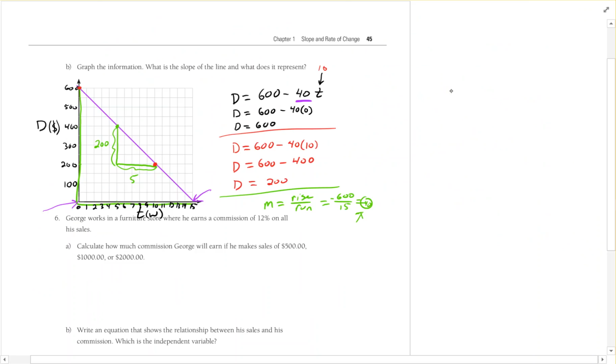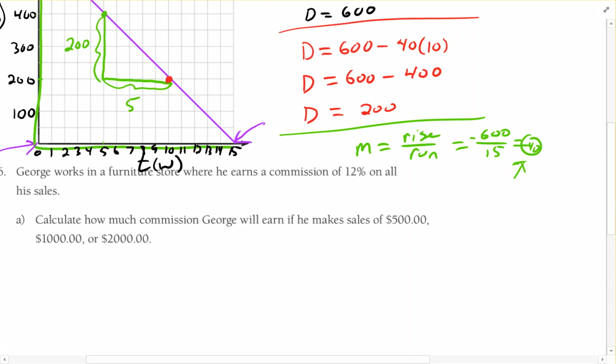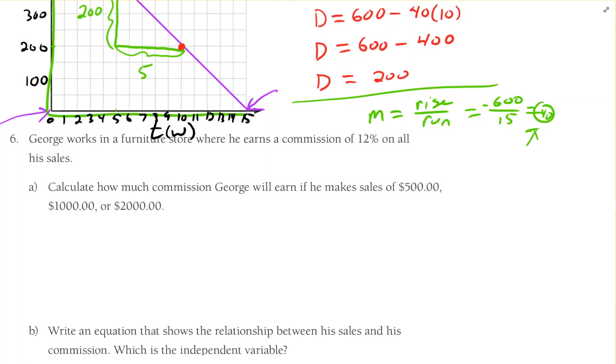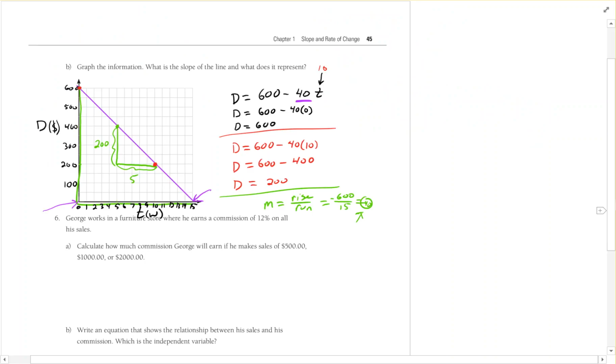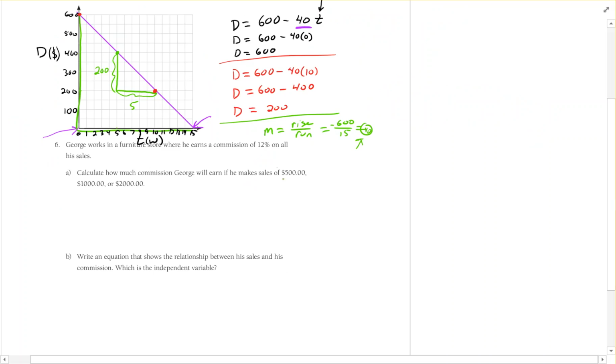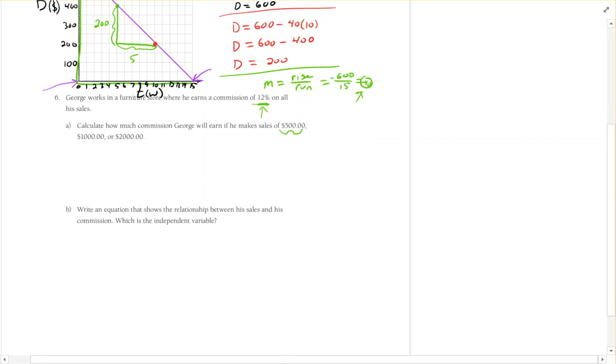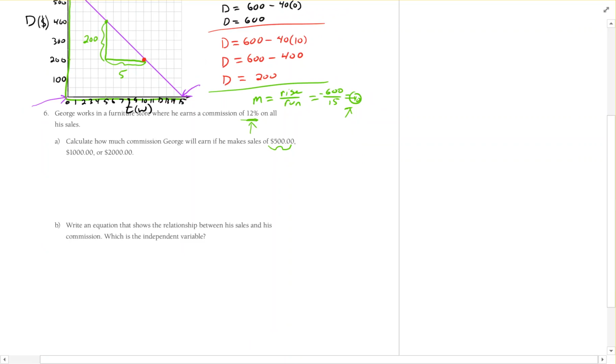Okay, so I'm actually going to end that video there. I'd like you guys to do number 6 on your own. Just to give you a heads up, what you're going to have to do is figure out 12% commission on these numbers. So how do you figure out a percent of a number? I'll give you a hint, you need to change it to a decimal first. If you need help with that, come find me or your teacher. So make sure you do that.